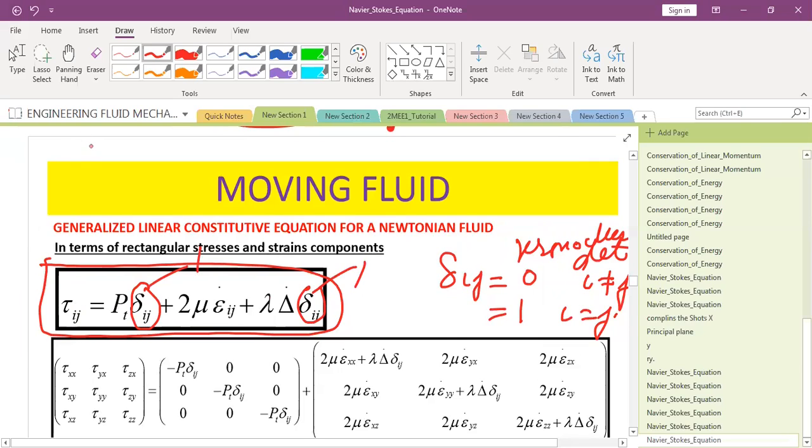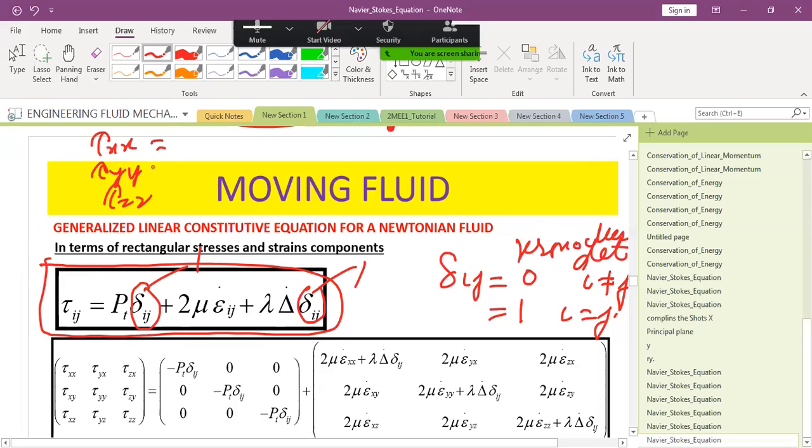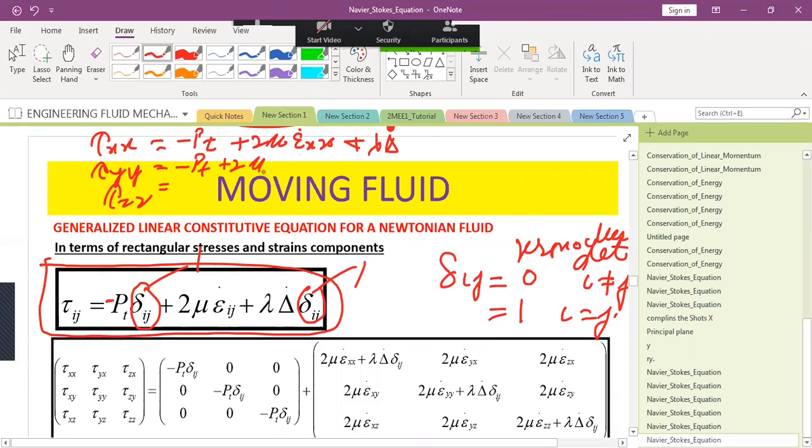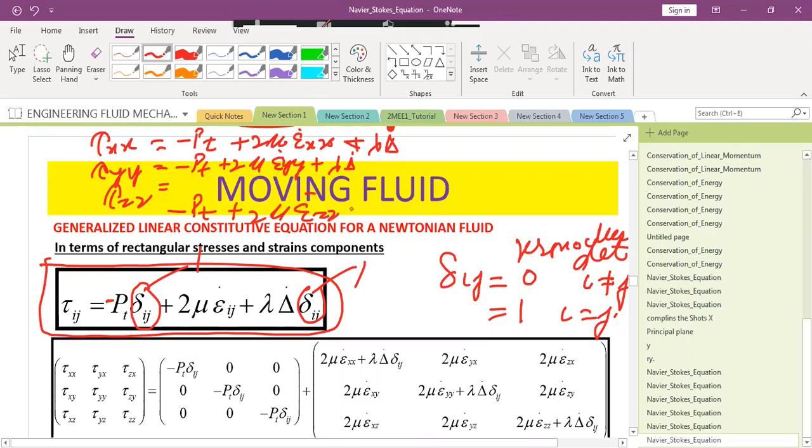That is, whenever you say tau xx, tau yy, tau zz, this will be equal to what? Help me write down this. Minus pt, so what will be this? Minus pt plus 2 mu E dot xx plus lambda delta dot. Likewise, tau yy is minus pt plus 2 mu E dot yy plus lambda delta dot. And tau zz is minus pt plus 2 mu E dot zz plus lambda delta dot.